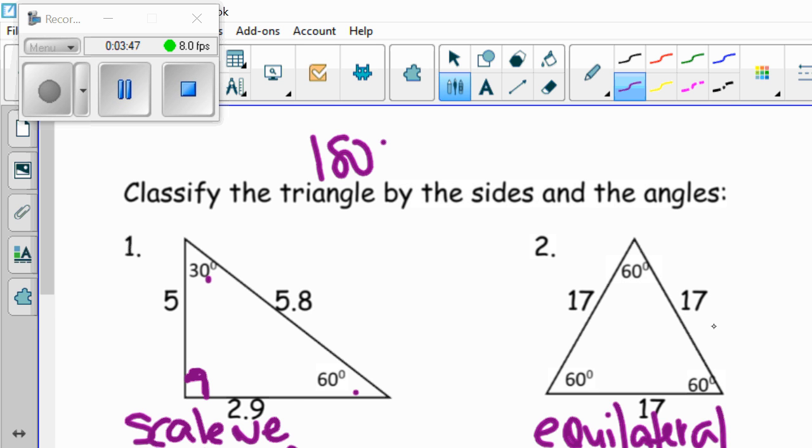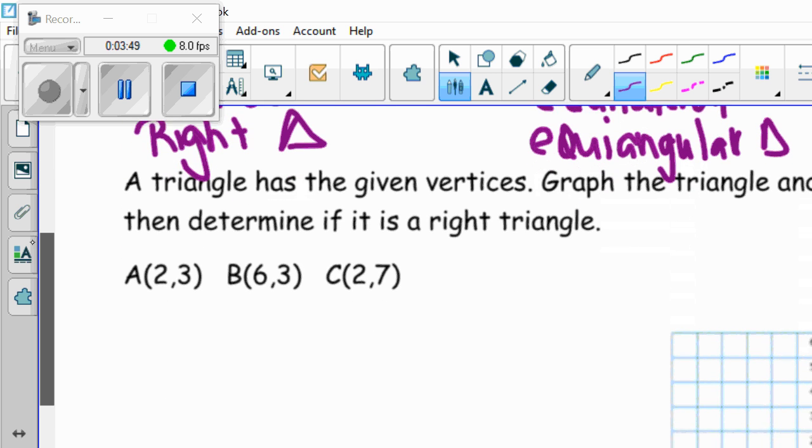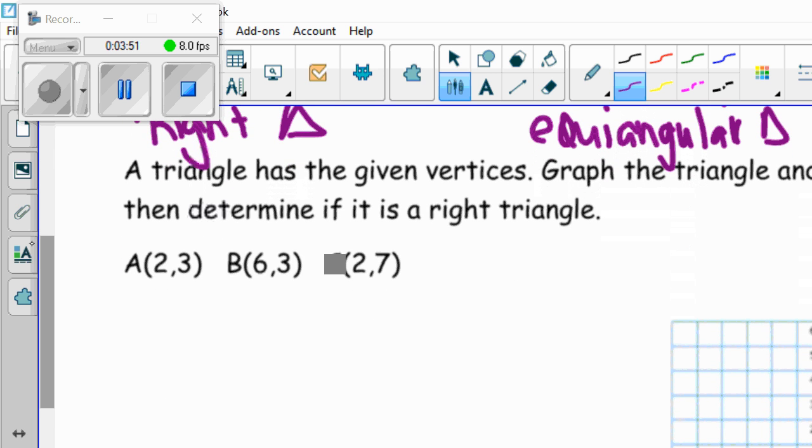Okay, so next one, it tells me a triangle has the given vertices. Graph the triangle and then classify by its sides and determine if it is a right triangle. So first plot the points. So A is at 2, 3, so over 2 up 3. There's my A. B is at 6, 3. There's B. C, 2, 7. So that's right there off my graph a little bit, just by 1.